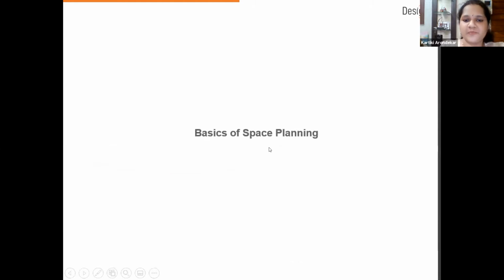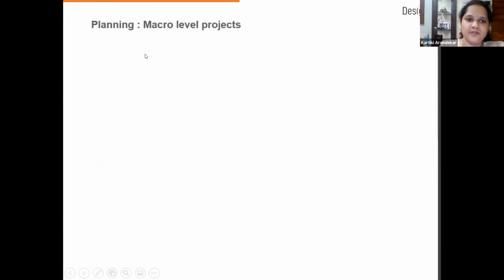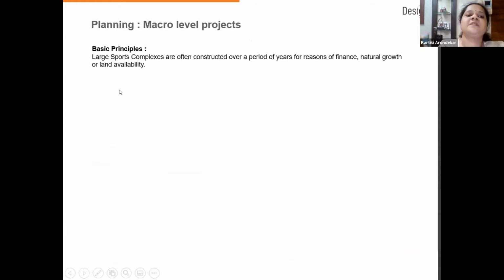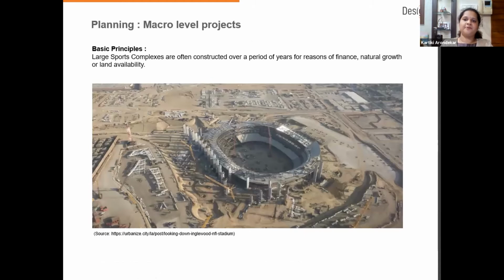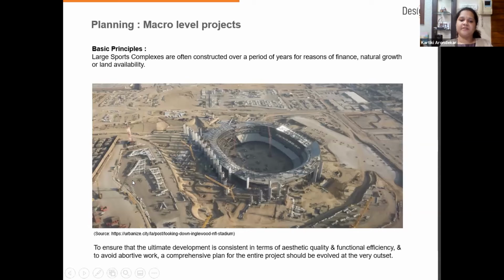So what are the basics of the space planning for any sports complex? Planning at macro level, sorry. The basic principle is that large sports complexes are often built over a period of time because of the finance funding going into it, the natural growth or the land availability, and the scale of it. To ensure that the ultimate development is consistent in terms of aesthetic and functional quality and efficiency, and to avoid abortive work, we have to have a comprehensive plan for the entire project, which has to be evolved at the very outset.